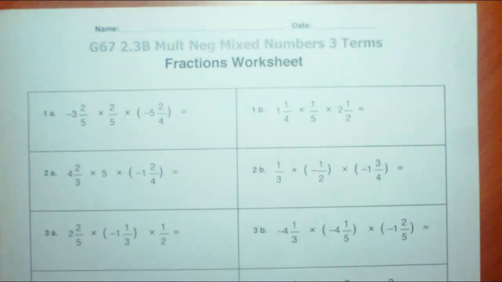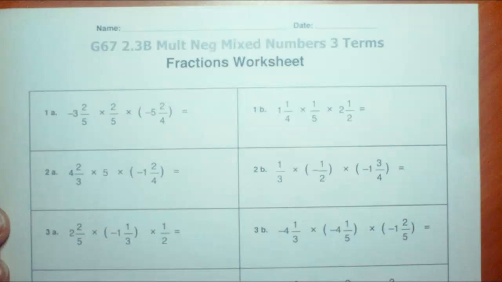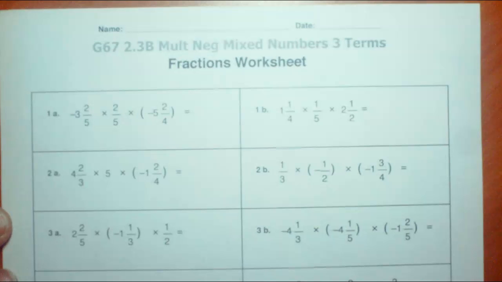Okay, today we are going to be multiplying negative mixed numbers. This is 2.3b. This one's kind of tough because we've actually got more than two mixed numbers and fractions that we're multiplying together. But this can be a little bit fun too.